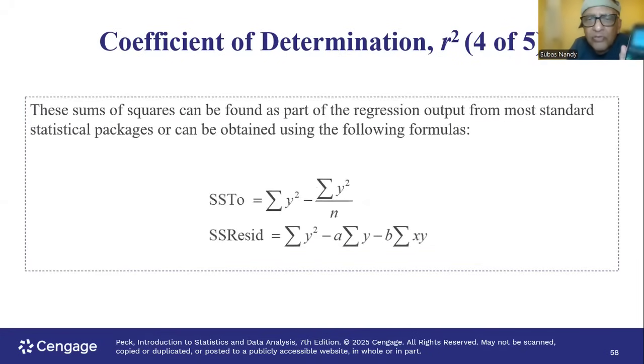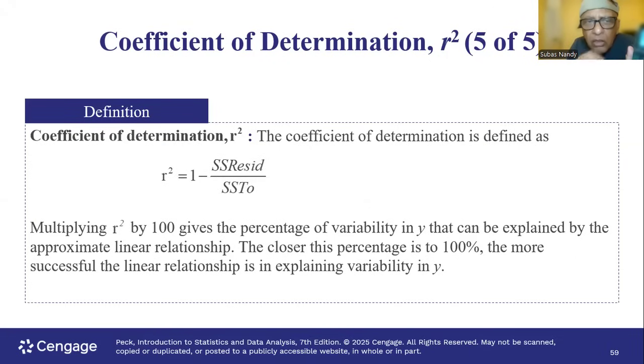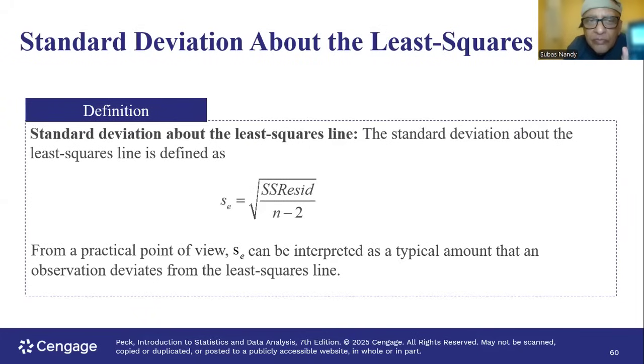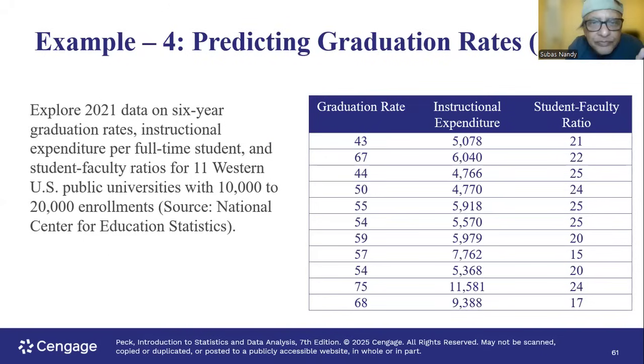This is the formula for it. I will not go into the formula. Only thing you have to remember is multiply r square by 100 to get the percentage of the variation in y that can be explained by the linear regression model. And we can get a standard deviation about the least square line, the average variation from the least square line, by this formula. Our calculators can get it directly.